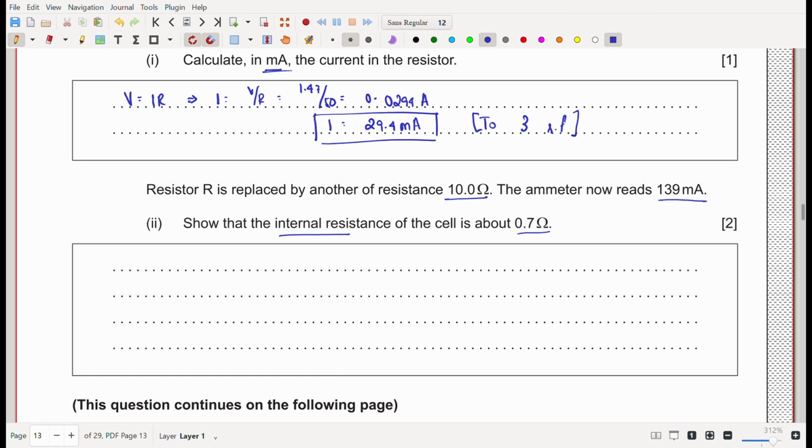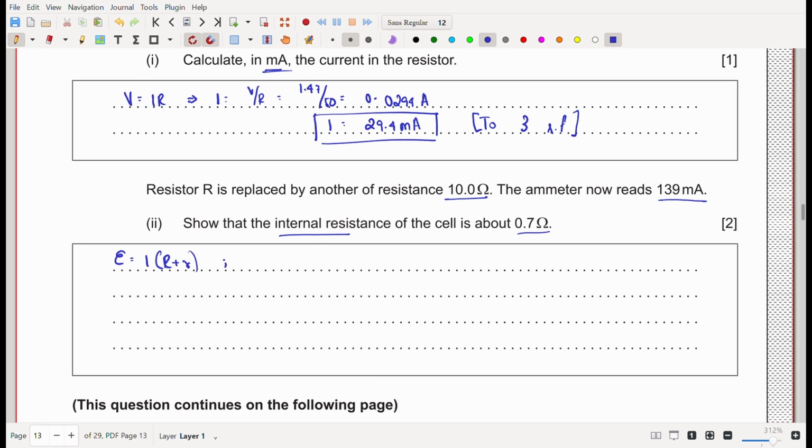So this is a fun one guys. So here we're going to be using the formula EMF is equal to current times resistance plus internal resistance. So since the EMF is never going to be changing, neither is the internal resistance, we can equate two equations. We can create a set of simultaneous equations and we can solve from there.